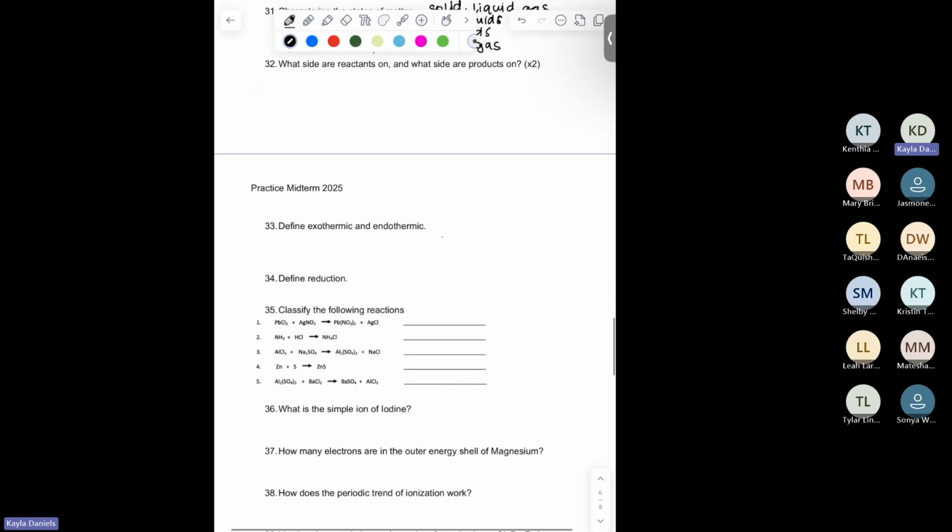Thirty-two. We just have to remember which side reactants are on. It goes from reactants to products. You have two questions where you want to know that. If we had A plus B yields C plus D, A and B are the reactants, and C and D are the products.